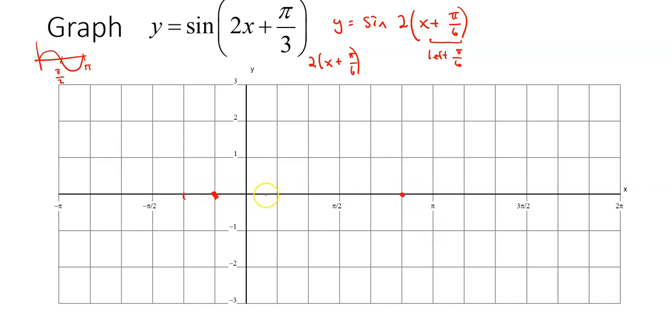What's halfway in between there? And if you're not sure, count the blocks. 1, 2, 3, 4, 5, 6. So 3 blocks is the halfway mark. So this graph is going to go up. It's going to hit a maximum over here and come down. Then halfway in between, it's going to hit a minimum and come back up. So that's one complete cycle.